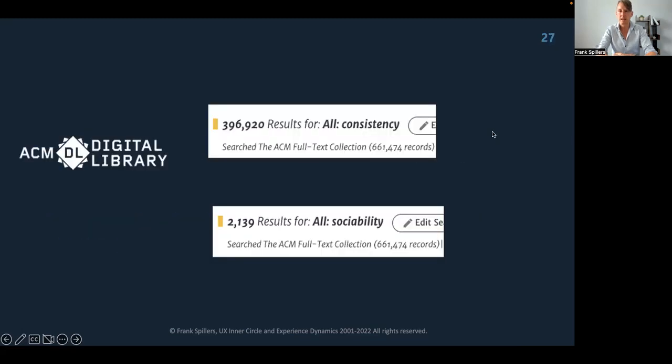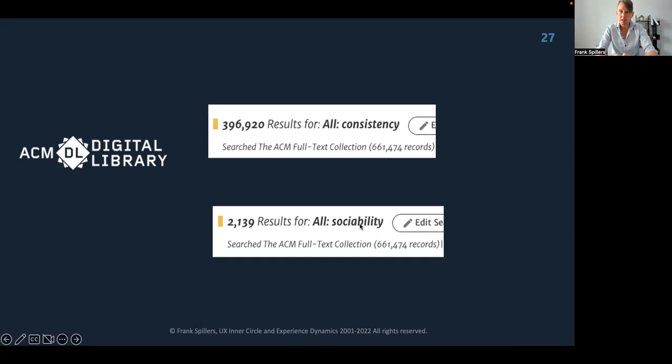Whoops, the ACM Digital Library is a database for our community, for all sorts of engineering, but also human computer interaction, UX falls into it. And it's a great database. I use it all the time and love it. If you look at consistency, in their 661,000, so about 400,000 results of 661,000, that's a lot. That's over half that have topics covering consistency. It's just a broad search.